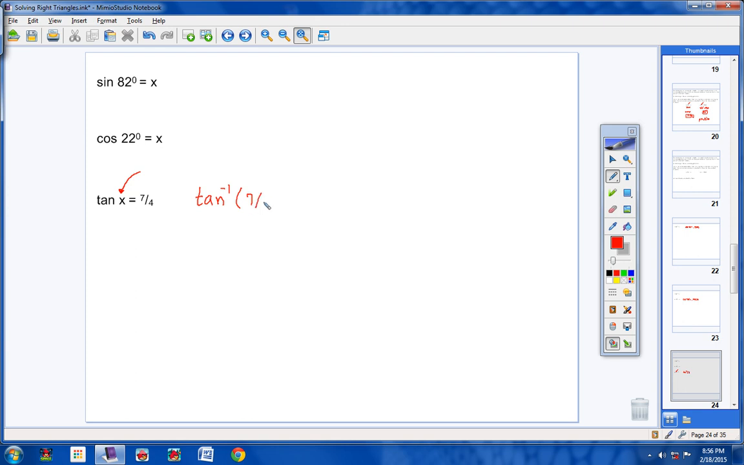7 divided by 4. Now, if you're having a hard time entering that into your calculator, no problem. Then just change this to a decimal. Instead of using 7/4, use 1.75. Isn't that okay to do? Sure it is. So now you would hit inverse tangent, and then hit 1.75. This will work, or this will work. They're the same thing. Hit enter, and here's what you're going to get.